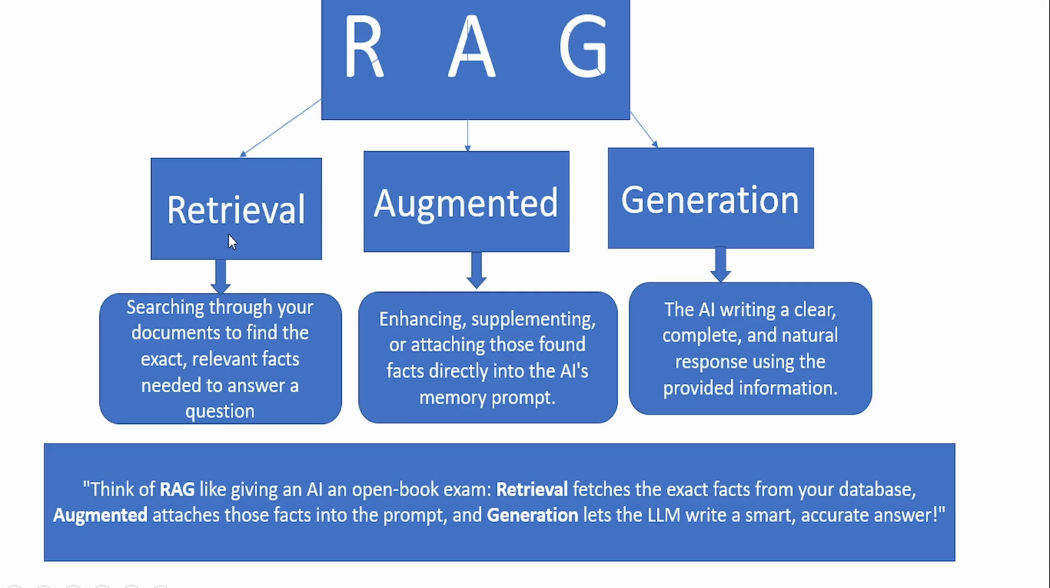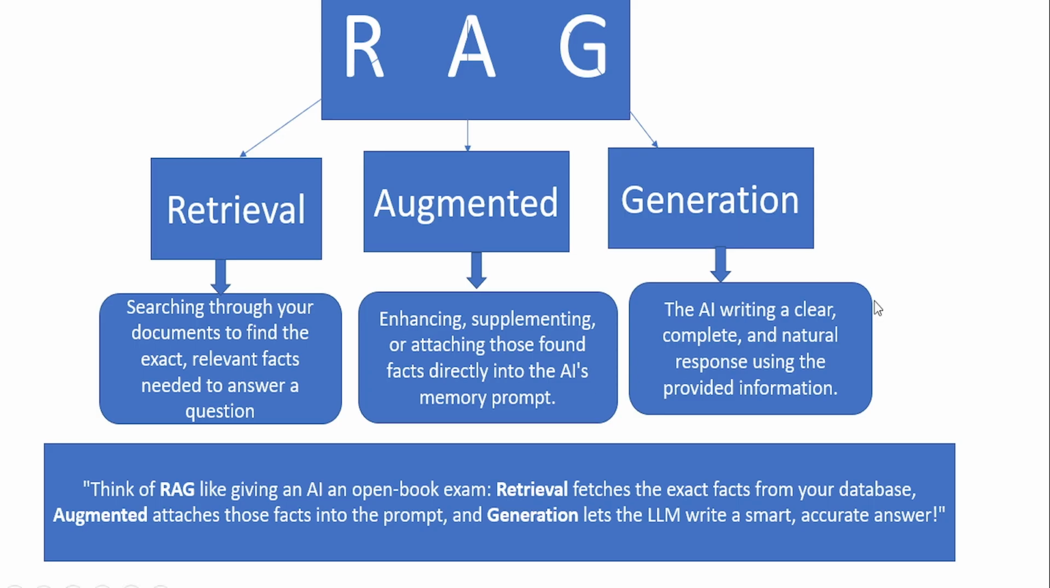So when we talk about retrieval, it's searching through your documents to find the exact relevant facts needs to answer a question. So it is supposed to retrieve, extract, or fetch the data from the database so it can look up the proper answer or proper facts to give the answer to user. And the second thing is A, augmented, enhancing, supplementing, or attaching those found facts directly into the AI's prompt memory. So once the facts are found from the database, it attaches those facts with the query, and with the combination of the system message we are using in the AI agent, it makes the answer.